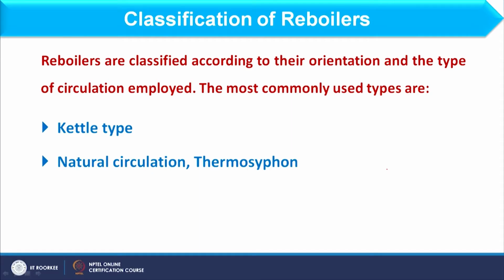Usually we have most commonly three types of reboiler. The first one is the kettle reboiler, second is natural circulation or thermosiphon reboiler, and thirdly we have forced circulation reboiler. These are the main types of reboiler, and we are going to discuss each type in subsequent slides in detail. So, let us start with the kettle reboiler.